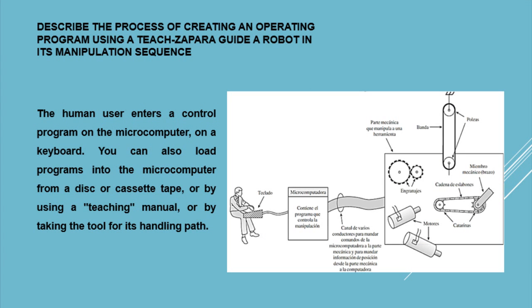Question number 8. Describe the process of creating an operating program to guide a robot in its manipulation sequence. The human user enters a control program on the microcomputer using a keyboard. You can also load programs into the microcomputer from a disk or cassette tape, or by using a teaching manual, or by taking the tool through its handling plan.